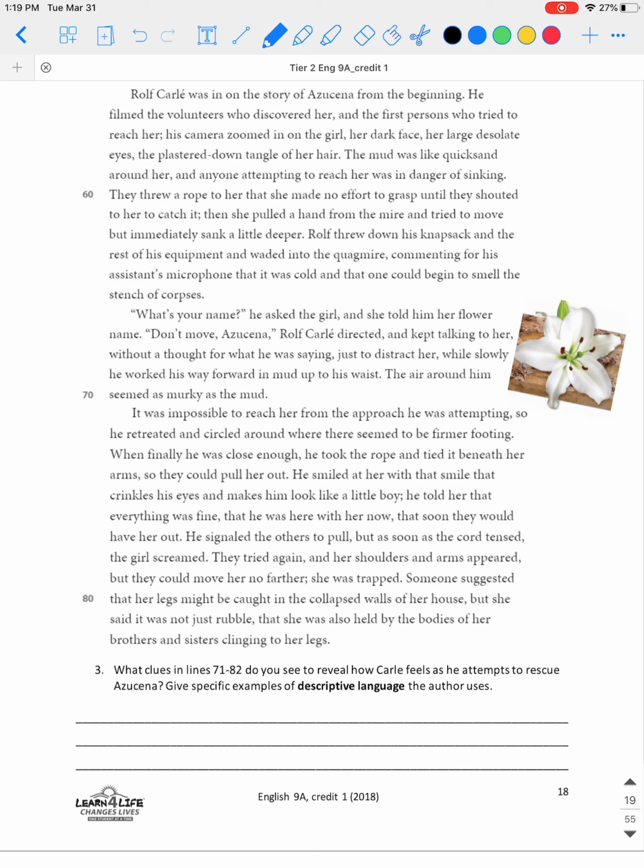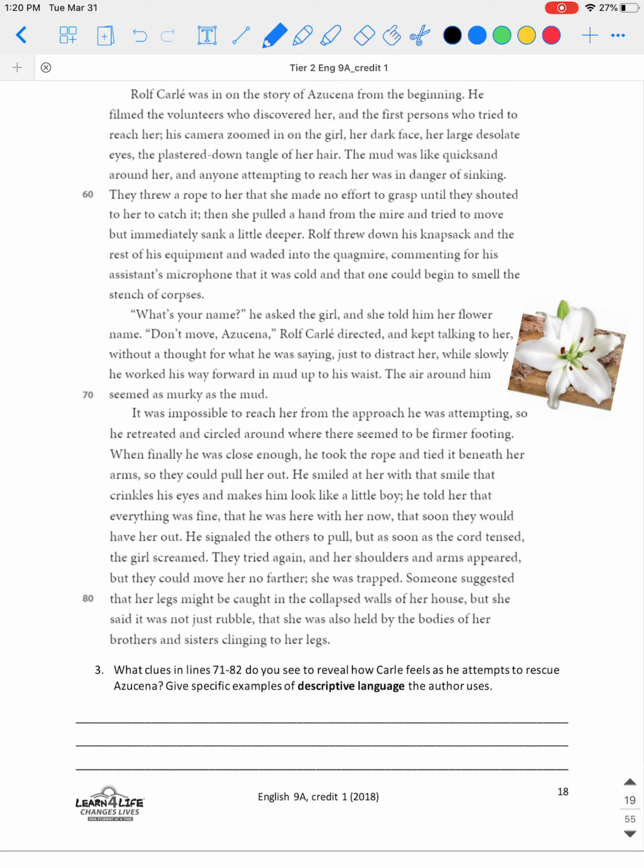Rolf threw down his knapsack and the rest of his equipment and waded around the quagmire, commenting for his assistant's microphone that it was cold and that one could begin to smell the stench of corpses. "What's your name?" he asked the girl, and she told him her flower name. "Don't move, Azucena," Rolf Karl directed, and kept talking to her without thought for what he was saying, just to distract her, while slowly he worked his way forward up in the mud to his waist. The air around him seemed as murky as the mud. It was impossible to reach her from the approach he was attempting, so he retreated and circled around where there seemed to be a firmer footing.